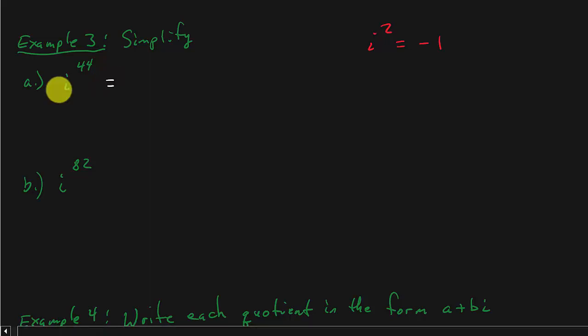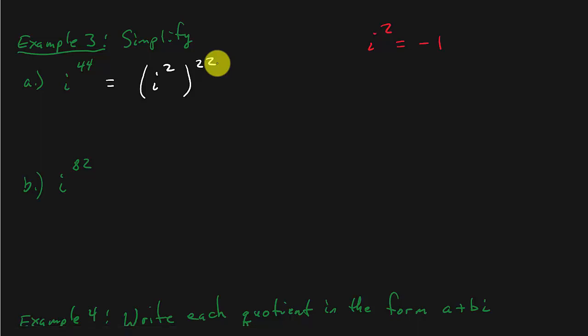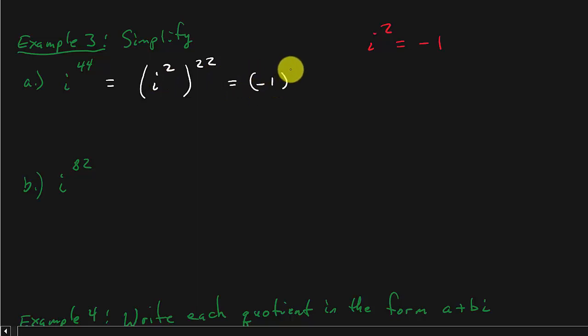So I could write this i to the 44 as i squared raised to the 22nd, right? I could do that. Because remember, when it's in this form, you multiply the exponents. So 2 times 22 gives me my i to the 44. And so then, what do we have? i squared is -1 raised to the 22nd, which is +1.